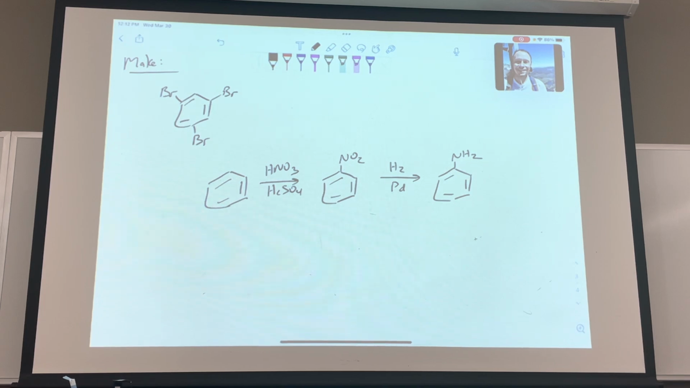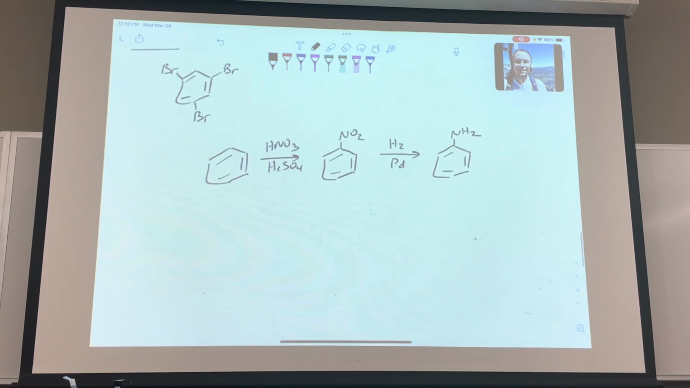But imagine for a minute what would happen if we did just the regular EAS bromination, Br2, FeBr3 on this. Now, for the record, we would probably need to protect this nitrogen because it would interact with our Lewis acid, but we're going to ignore that for the time being. But let's say we actually used an excess of bromine.